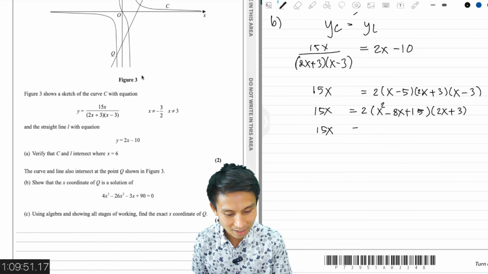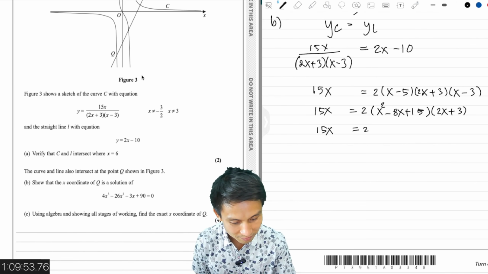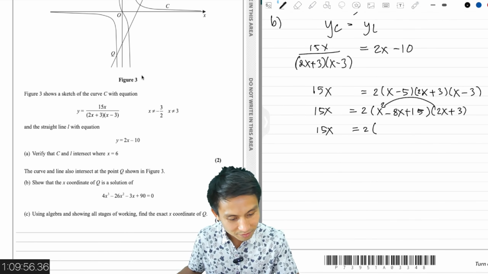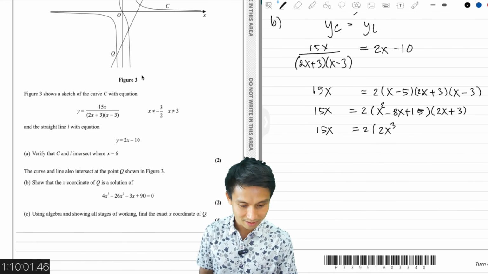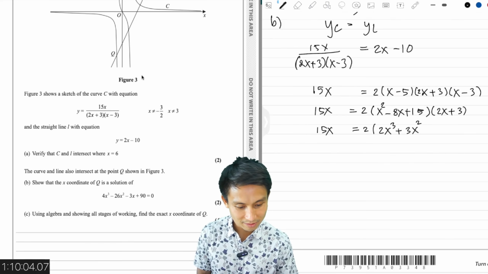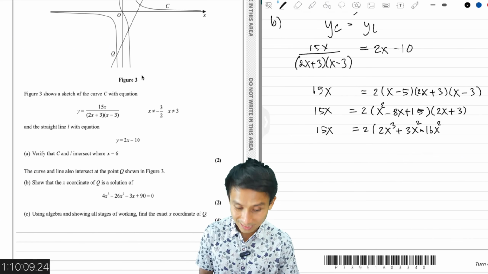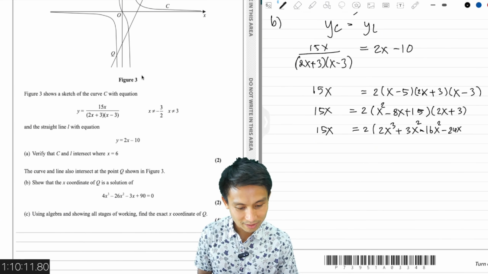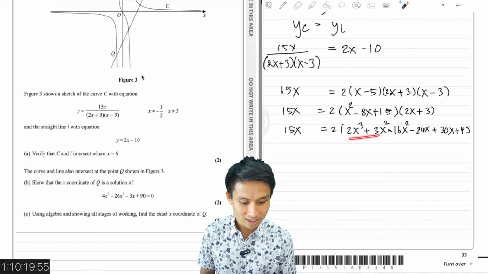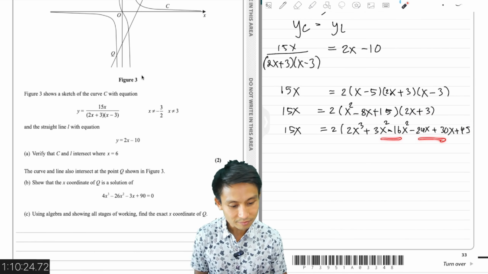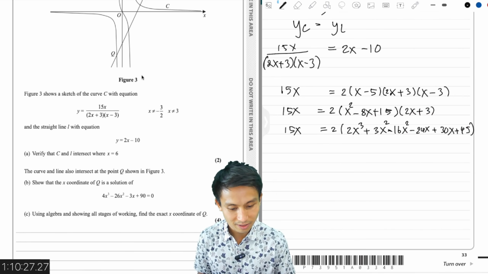Yeah, and 15x equals, okay, so I'm gonna keep 2 here again. The first times the first is 2x cubed. The first times the second is 3x squared. The second times the first is minus 16x squared. The second times the second is minus 24x. The third times the first is 30x. The third times the second is 45. So I should get 6 terms, yeah, because 3 times 2 is 6, right? Yeah, so I'm happy with that, I think.